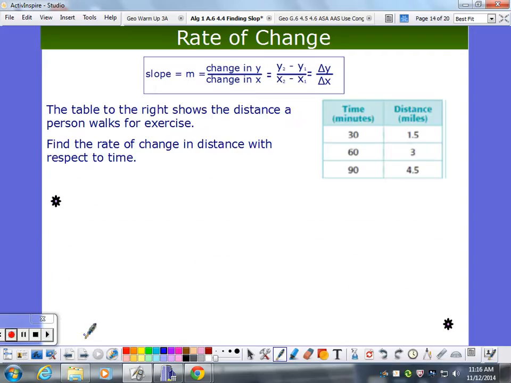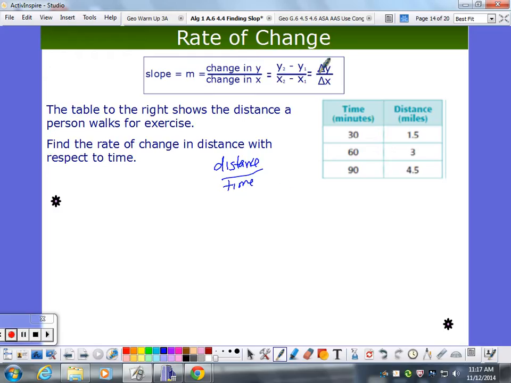Let me just do an example here. So this is a table. It shows for time how much distance somebody walks. Somebody likes to walk for their exercise. So I want to find a rate of change in distance with respect to time. So what am I changing? I want distance with respect to time.